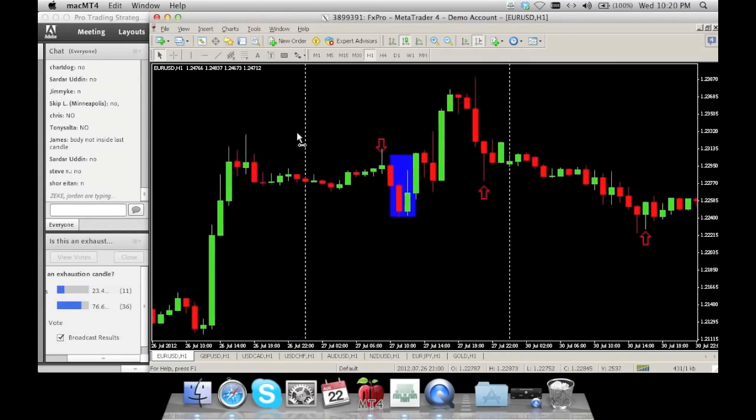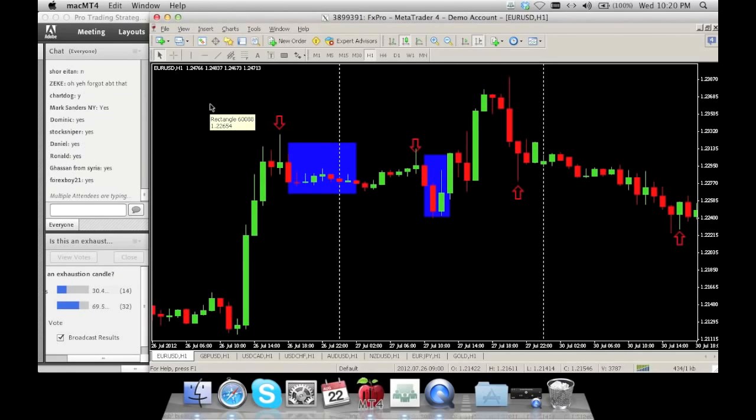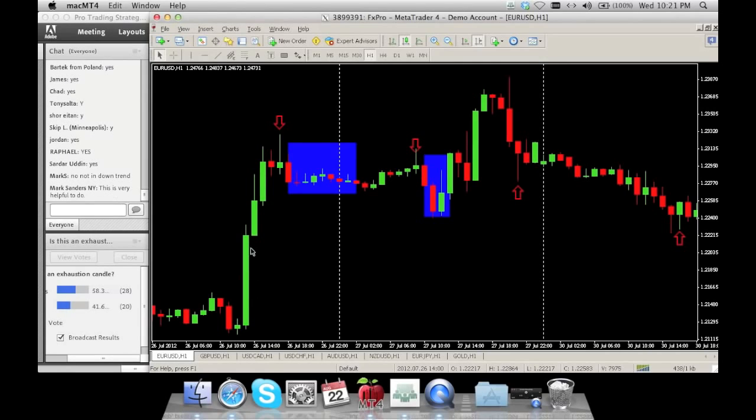Okay, moving further. Exhaustion, yes or no? This one. Anything in the blue you've never seen. Okay, we're crossing over to the yes. Good. Yes. This is an exhaustion because even though all these candles are quite big, the candle right before the exhaustion is the one that matters, not anything else. The rest we can just look at for a trend.